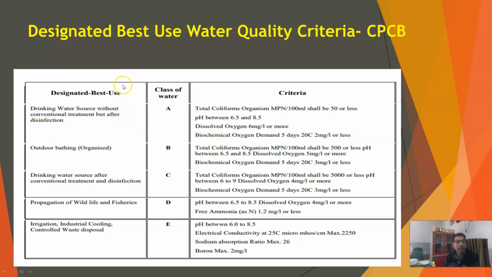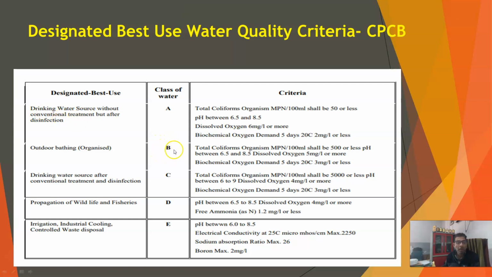Similarly, the CPCB has also given the designated best use water quality criteria. They have classified water into 5 categories: class A water, then similarly B class water, C class water, D class water, as well as E class water. And if, for example, the class of the water is A, that water is fit for drinking, a good water source without conventional treatment, but after disinfection.